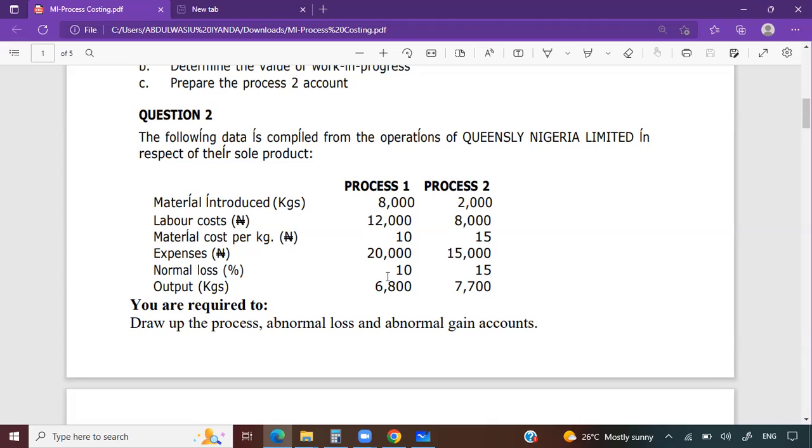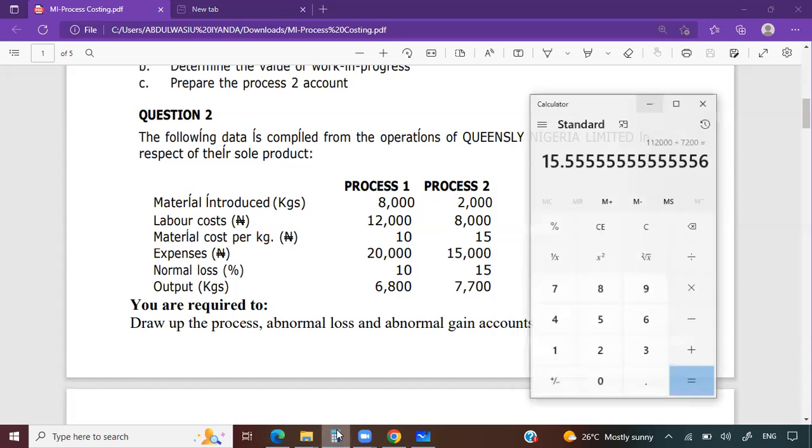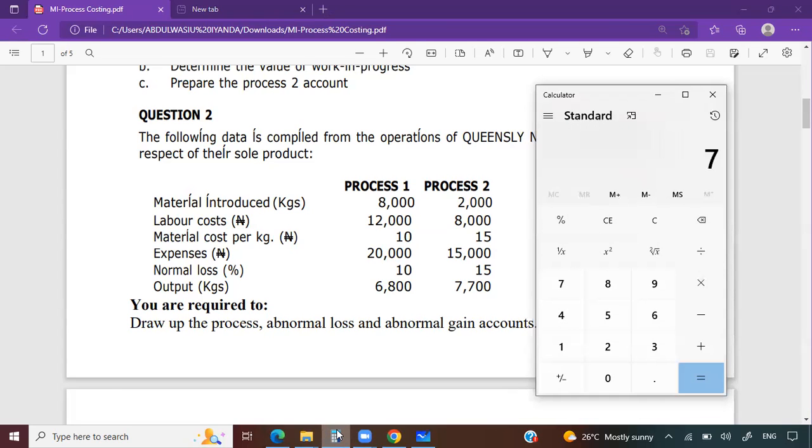So if there's a 10% normal loss now, how many are we expecting? 10% of 8,000 now, that is 700. Please hold on. That would be 800. So that means I'm expecting a successful output of 7,200 kg. This is 10%, 0.1, multiplied by 8,000. So how many are we expecting now?